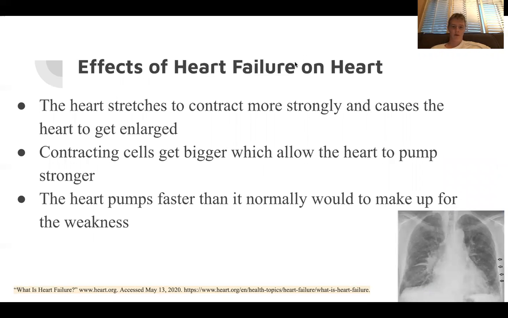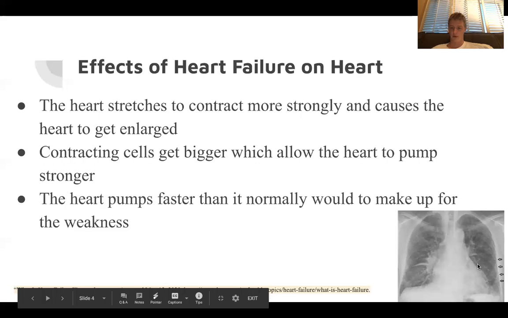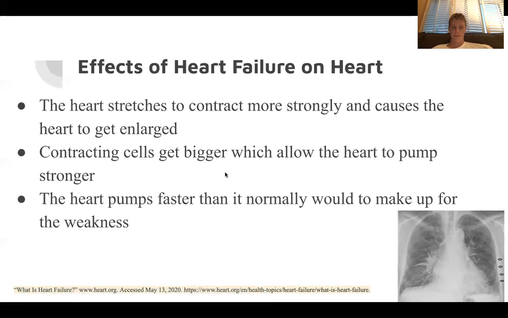The effects of heart failure on the heart. Once the heart starts realizing that it's not supplying enough blood to the whole body, the heart starts to stretch and contract more strongly, and it causes the heart to become enlarged. At the bottom right is an x-ray photo of an enlarged heart. Then the contracting cells get bigger, which allows the heart to pump stronger. And the heart pumps faster than it normally would to make up for that weakness. These are all three mechanisms that your body uses to make up for the lack of blood supply.